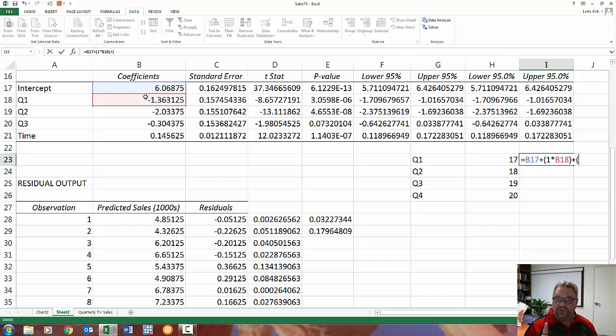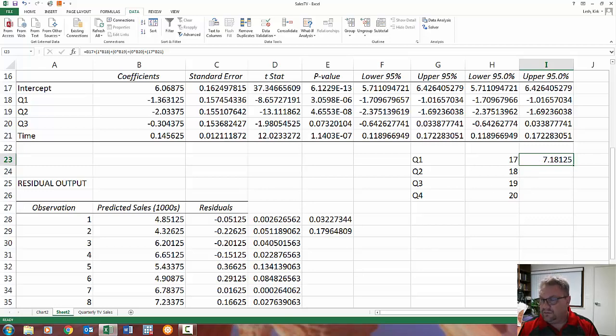Plus, now I have quarter 2. Well, since this is quarter 1, the dummy variable for quarter 2 would be 0. So this is just going to be 0 times the quarter 2 coefficient, right? And then plus 0 times the quarter 3 coefficient, right? Because this is quarter 1. And then plus, this is time period 17 times the time period coefficient. Okay, and there you go. So this would be my forecast sales in quarter 1 of time period 17.